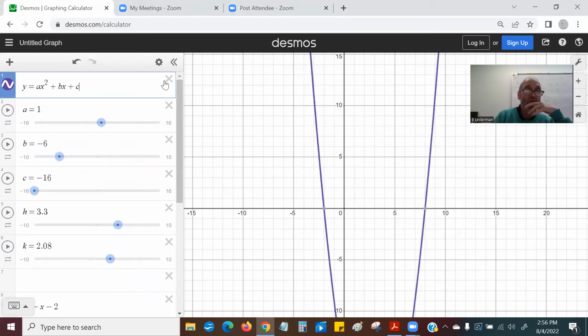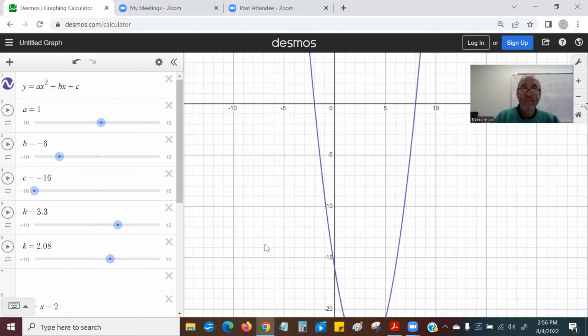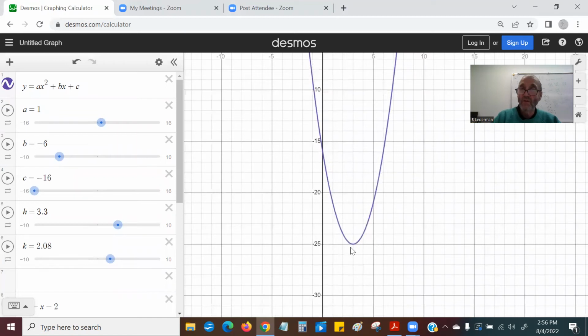I don't want to confuse you. I'll show you two things at a time. This is the equation we're looking at. So A is 1, B is negative 6, C is negative 16. Let's just find the vertex. The vertex is 3, negative 25.